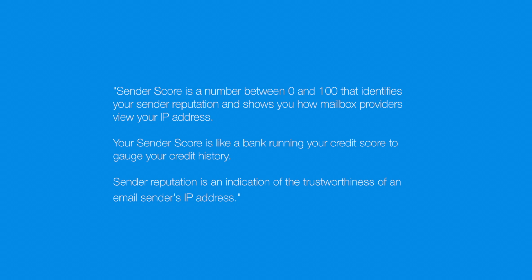Sender score is actually a brand name for an online company called ReturnPath. They provide email server scoring metrics, and their metrics are pretty much an industry standard nowadays. ReturnPath defines sender score as the following. Sender score is a number between 0 and 100 that identifies your sender reputation and shows how inbox providers view your IP address. Your sender score is like a bank running your credit score to gauge your credit history. Sender reputation is an indication of trustworthiness of an email sender's IP address.